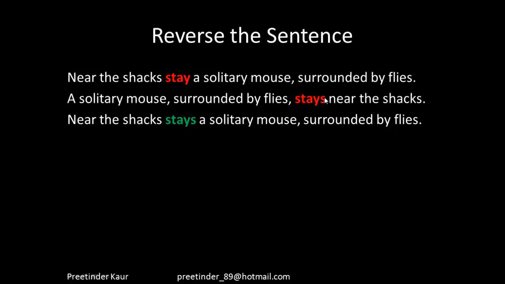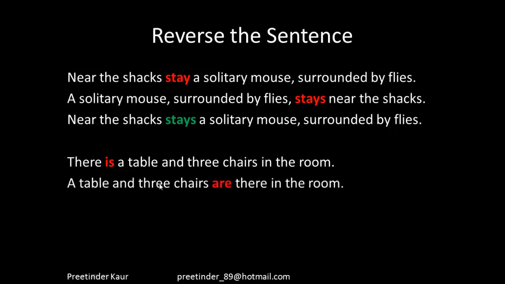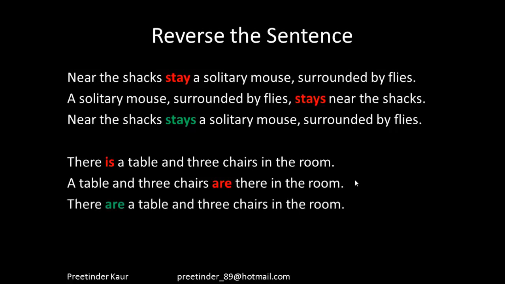Let me give you another example. There is a table and 3 chairs in the room. Now it might sound confusing that we are using and, however we are starting with a table. So should we use is or should we use are? Again, we have to reverse the sentence to check whether it has to be is or are. So when we reverse it, it becomes a table and 3 chairs. Now the end product is plural, so we are going to use are. A table and 3 chairs are there in the room. Now we come back to the sentence in the original form and replace is with are. There are a table and 3 chairs in the room. Let's go to the next topic.